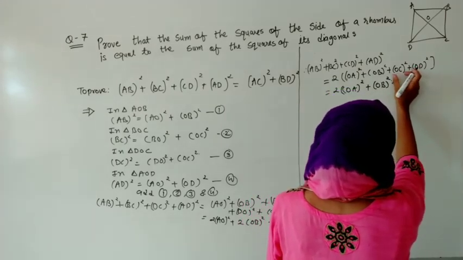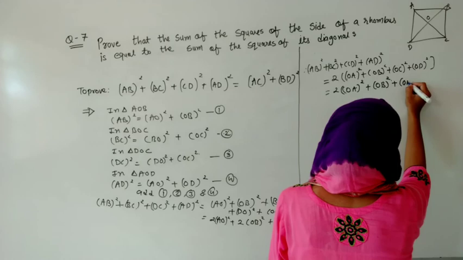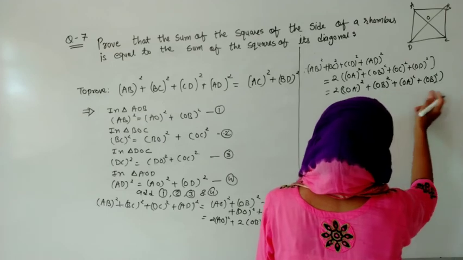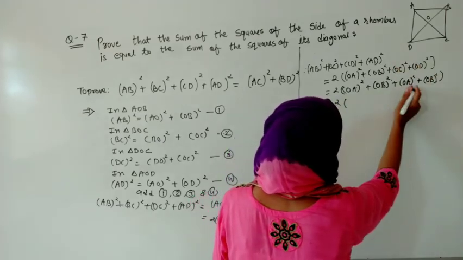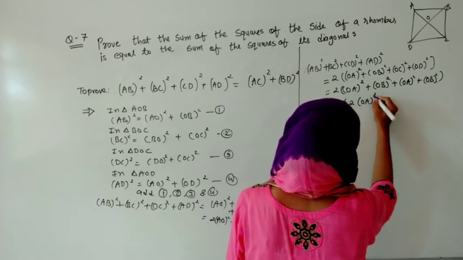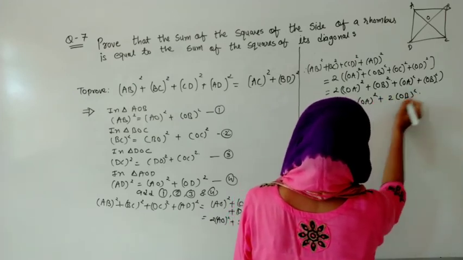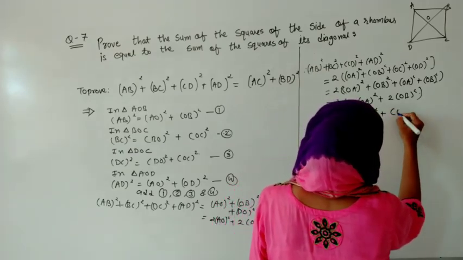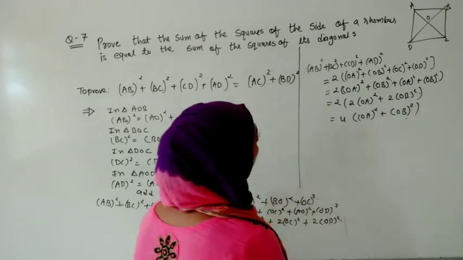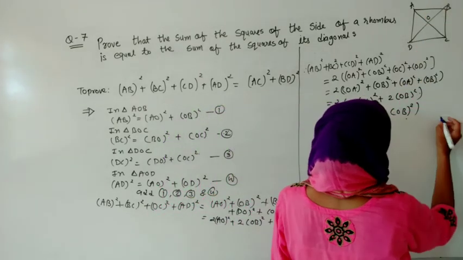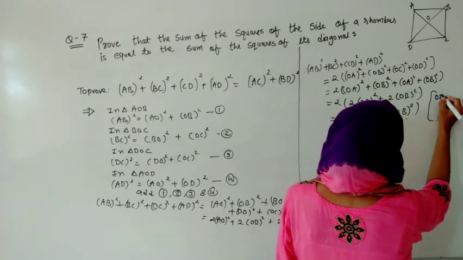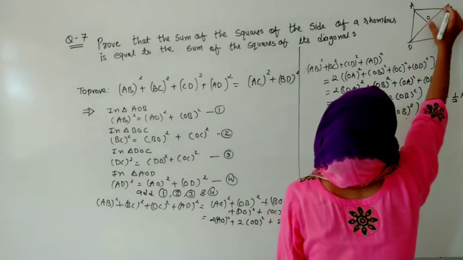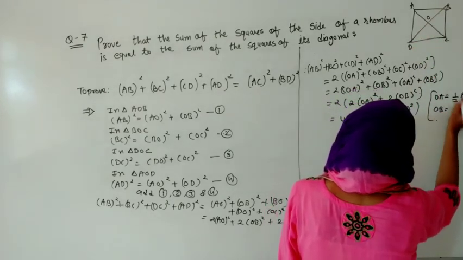But let me complete over here. What is OC? So I will write it as OA square. And what is OD? I will write it as OB square. Because it is divided into two equal parts. Now again we are getting 2 times OA whole square and 2 times OB whole square. Let us take 2 common, it will become 4 times OA square plus OB whole square. Now we have to convert this AO into AC. So here I will write that OA is equal to half of AC, as well as this OB will be equal to half of BD.